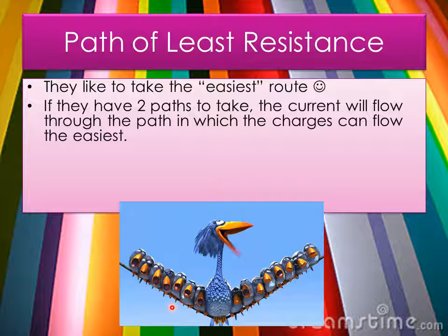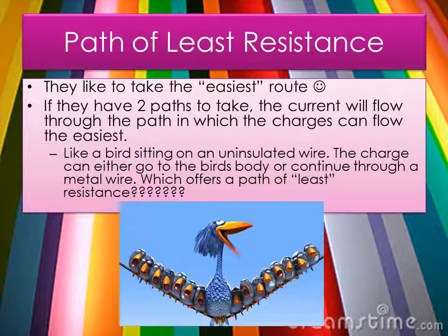sitting on this metal wire. All these birds are just chilling out on this metal wire here. It's like the bird sitting on an uninsulated wire, no insulation, so it's just the metal wire. The charge can either go to the bird's body or continue through a metal wire. Which path offers a path of least resistance?